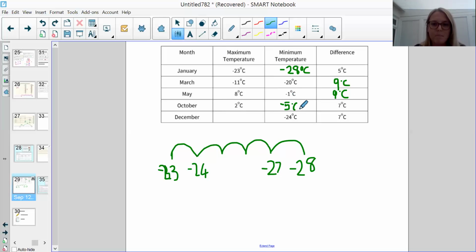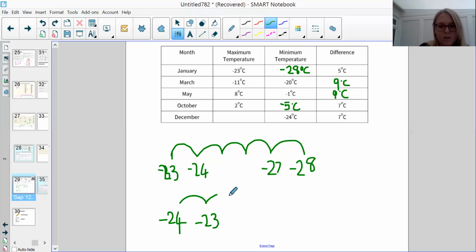And then for December, we want the maximum temperature. So we know the minimum temperature is -24. Because we want the maximum temperature, we would be getting bigger, getting warmer. So we'd be counting up the number line 7 times. So -24, add 1 would be -23 because we're getting closer to 0, closer to positive numbers.